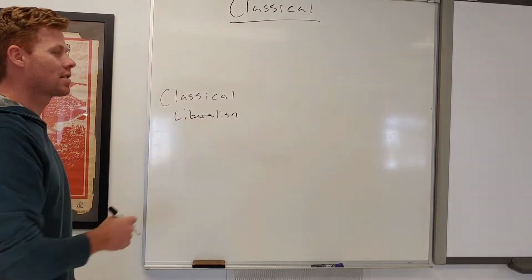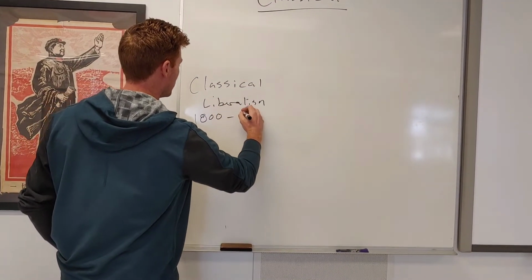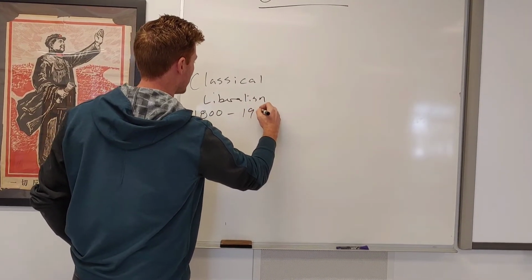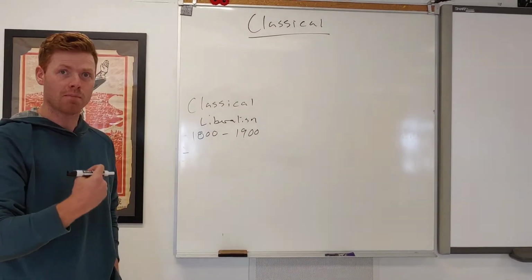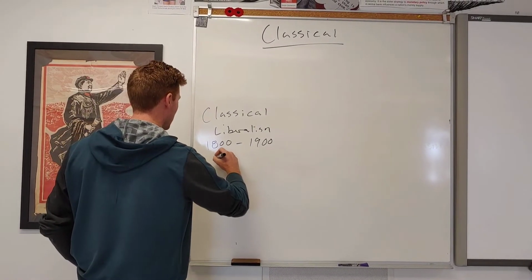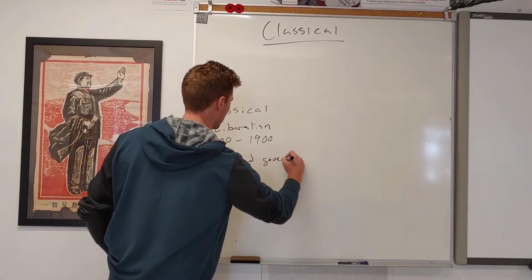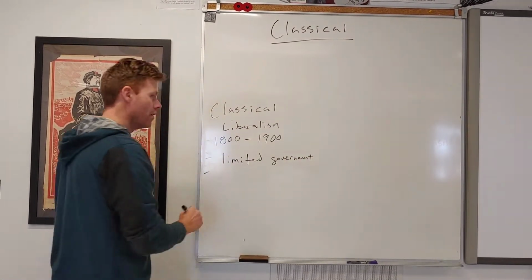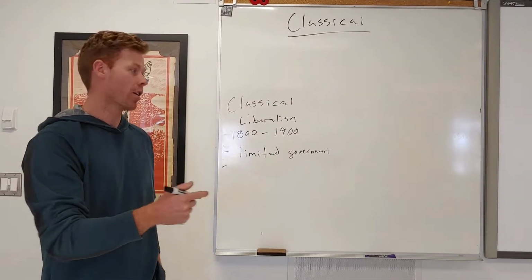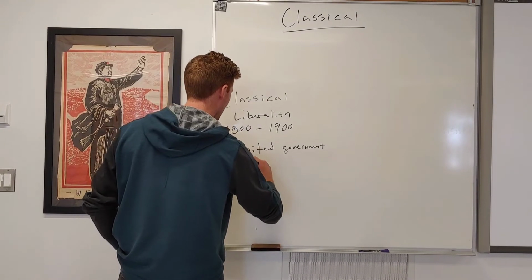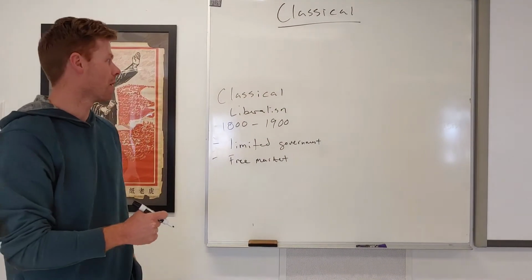The idea of classical liberalism in its original form was the late 1800s to the early 1900s. This was the belief that people are free when we have limited government. The economy would be built on individual effort and free market. So the belief in free market, and government shouldn't be involved in the marketplace.